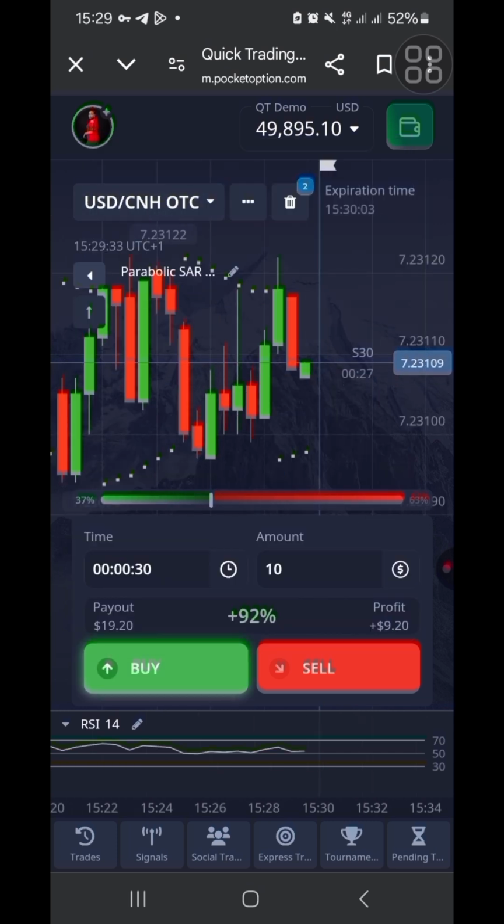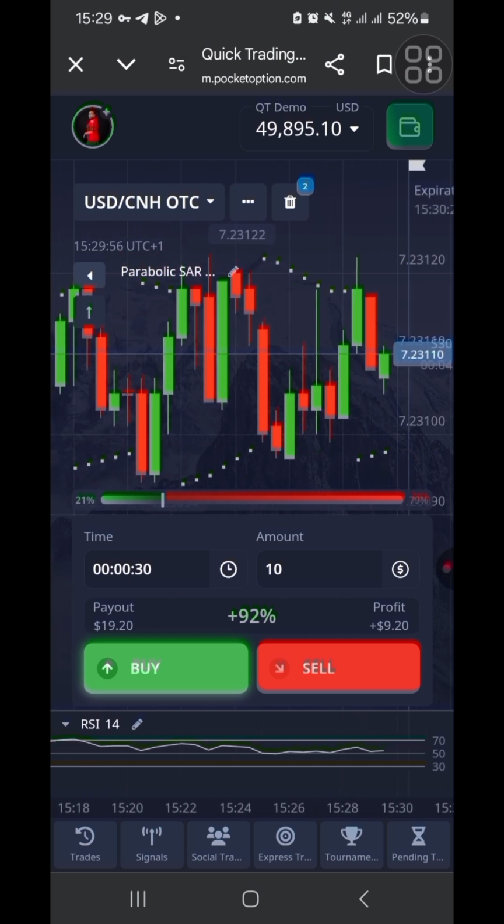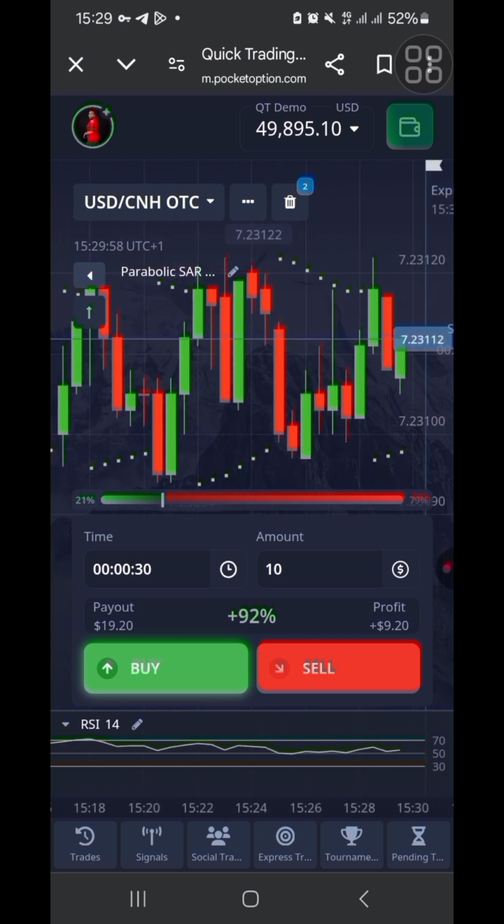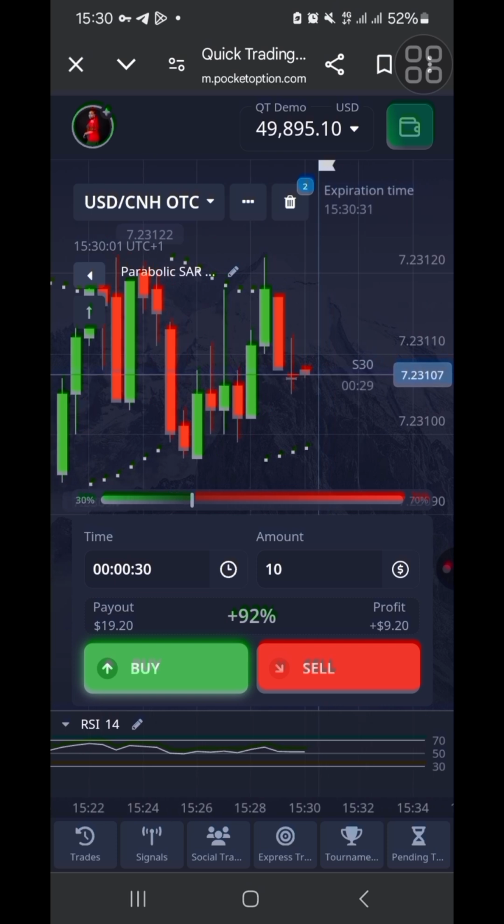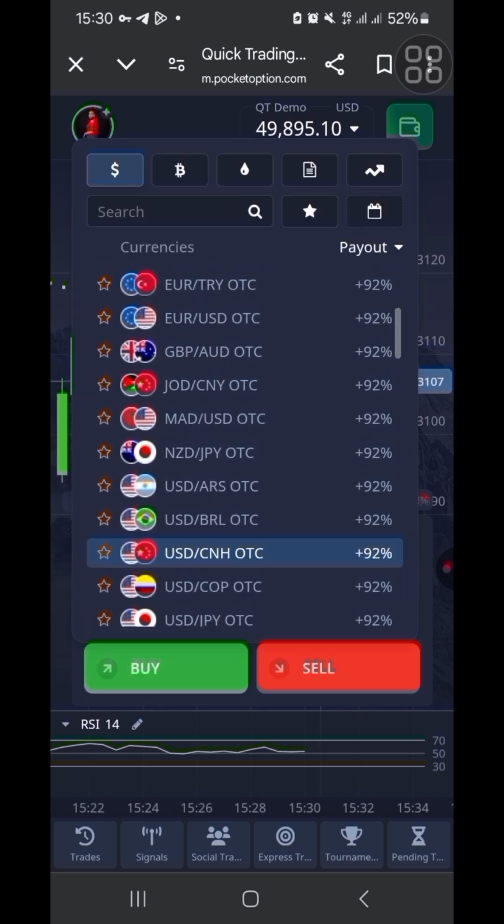When you see long wicks on each candle, just know that currency pair is not good for trading. That currency pair is volatile. That is volatility. It is going up very fast and coming down immediately, also very fast. So do not place a trade if you see the candles having long wicks like this. The market is not stable at all. So let's look for another currency pair.